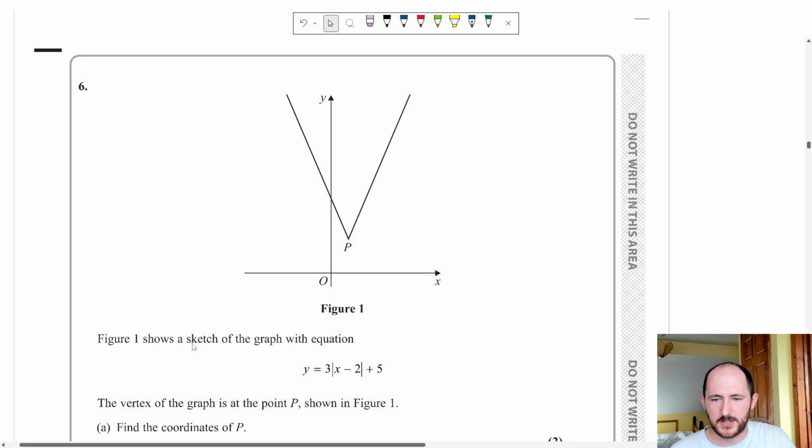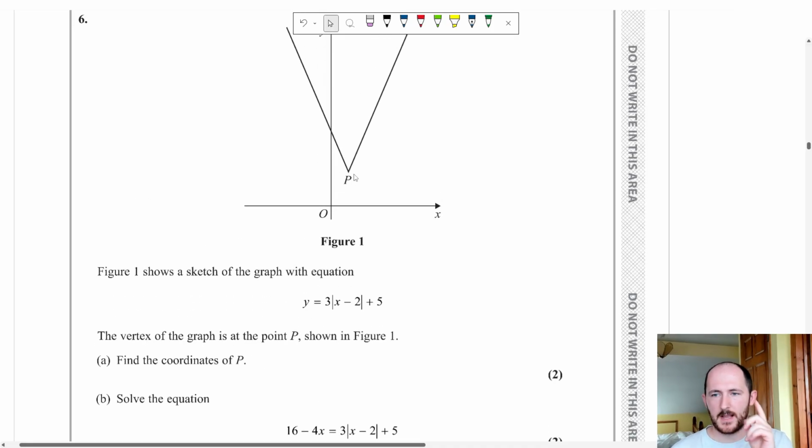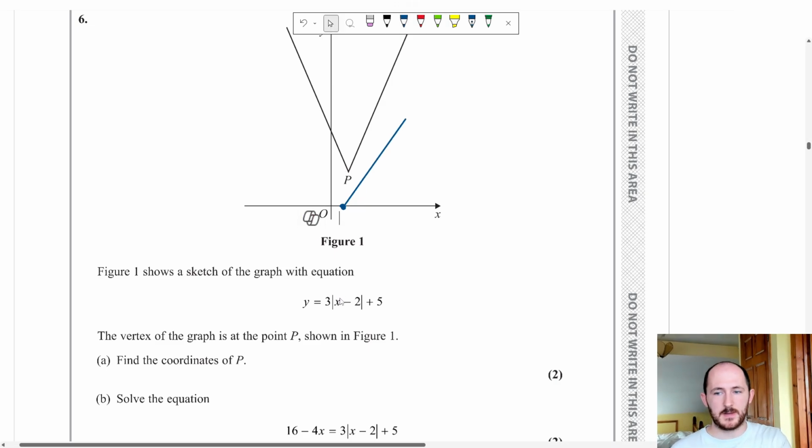So, figure 1 shows a sketch of a graph with the equation 3 times modulus of x minus 2, plus 5. Find the coordinates of P, which is the vertex over here. So when you do this, what is that vertex? Well, if we subtract 5 quickly, then that's going to be the point when the graph crosses the x-axis. And the reason why it's a vertex is because of the modulus sign. So it makes it positive, right?